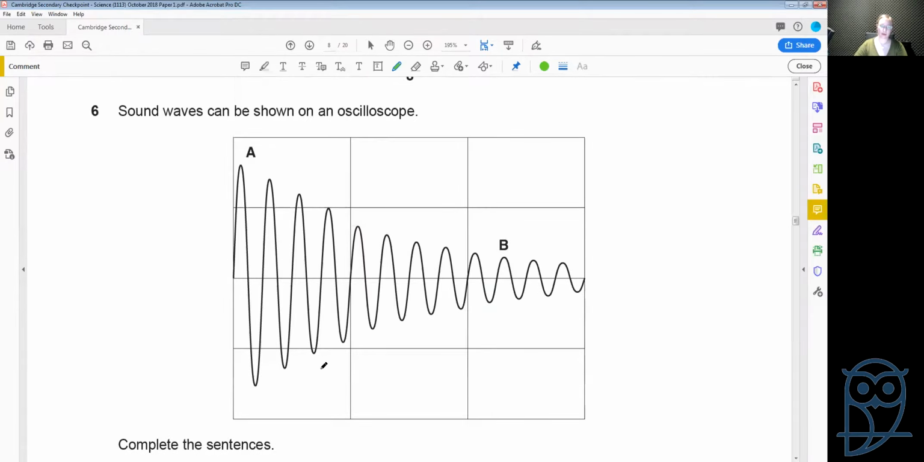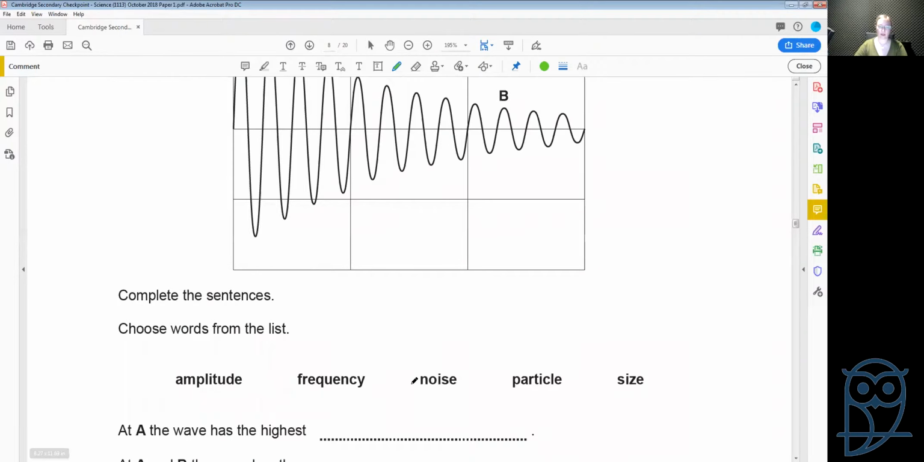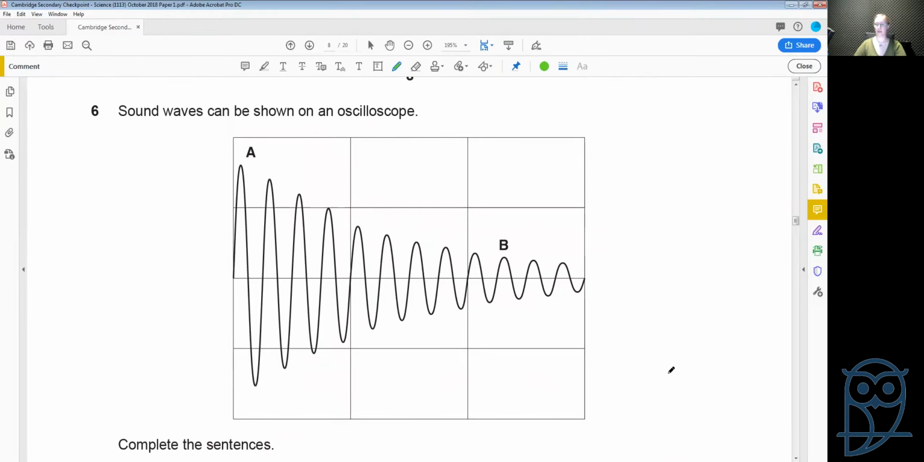So let's go through the difference between these things, amplitude and frequency specifically. Amplitude is how loud a sound is. Amplitude is the distance between there and there. That gives us the amplitude. Or it's the distance between this and that divided by 2. So here we've got a large amplitude, and over here you can see we've got a small amplitude.